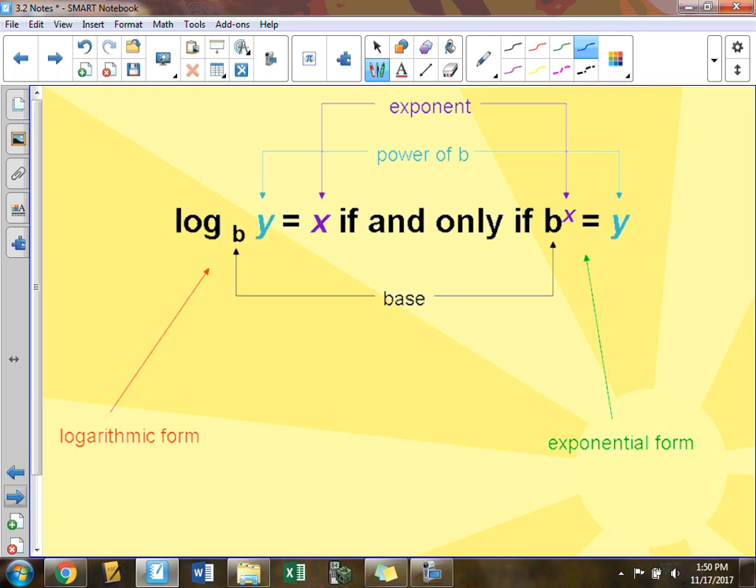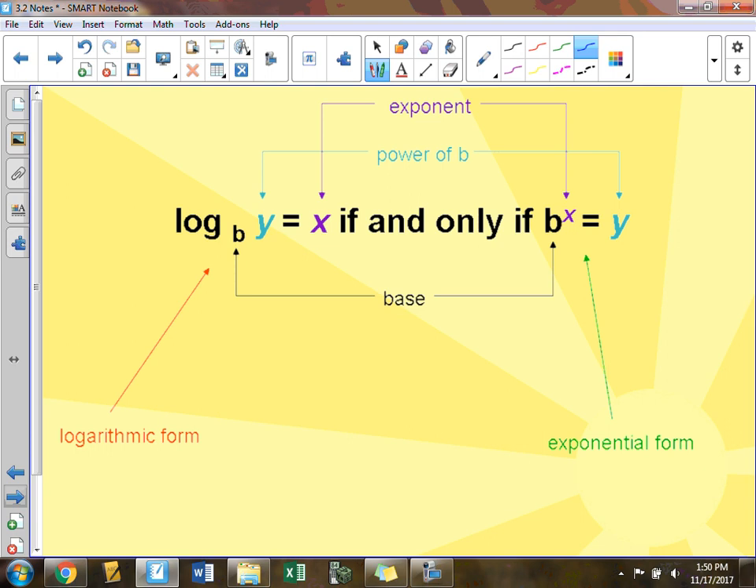This particular expression is talking about the change from log base b of y equals x to exponential form of b to the x equals y. In both of these cases, we're just talking about changing from one form to another. You're going to see logarithmic form on the left that has a log with a base and then something after it. And then you're seeing exponential form on the right where you have a base with an exponent equal to a number. Notice that the bases are the same in both of those.